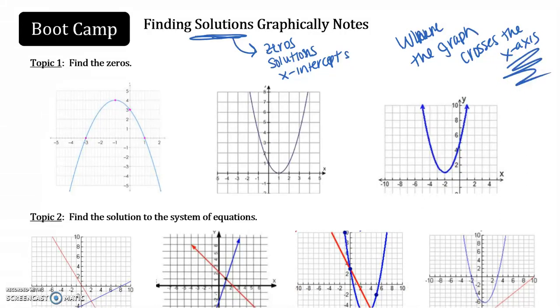So let's look at some pictures. The only thing I care about is where the graph crosses the x-axis. So this graph crosses the x-axis here and here. So I would say that my solutions are x equals -3 and 1.